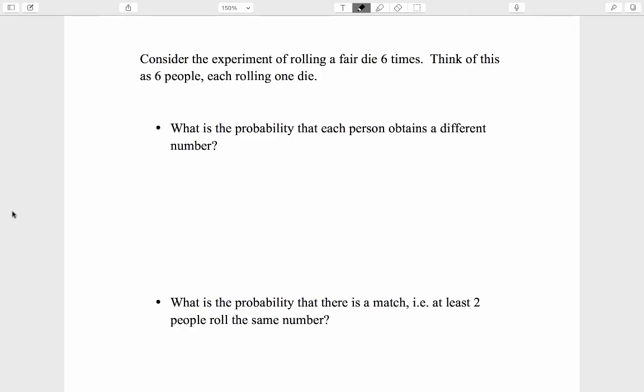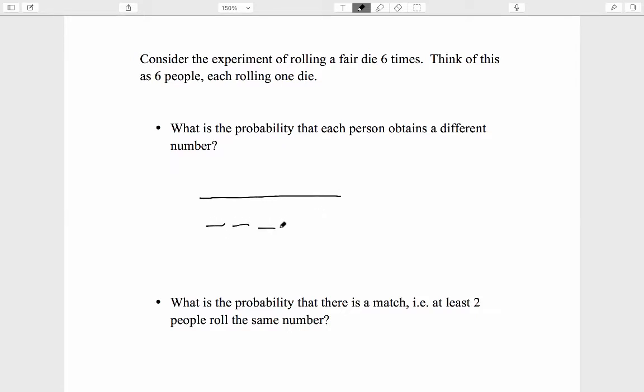We are considering the experiment of rolling a fair die 6 times, and we're thinking of this experiment as having 6 people participating, each one rolling their own fair die. We ask, what is the probability that each person obtains a different number? We have here an experiment with equally likely outcomes. That means that the probability of this event will equal the number of ways the event can occur, that is, the number of outcomes in the event, divided by the total number of different possible outcomes for the experiment.